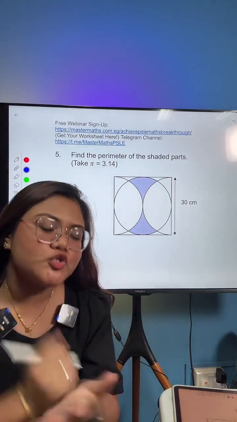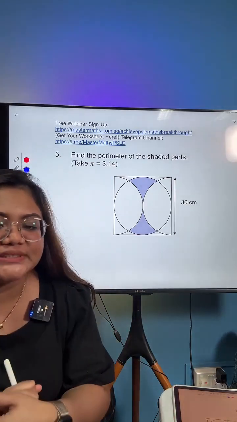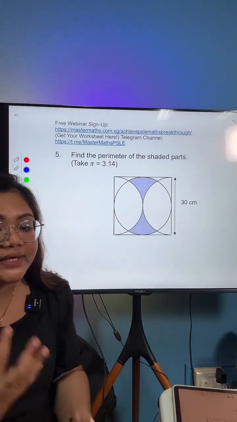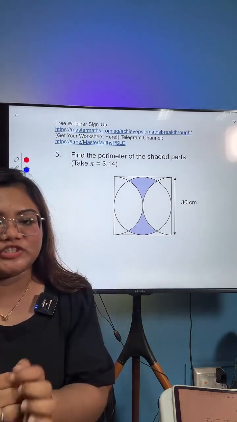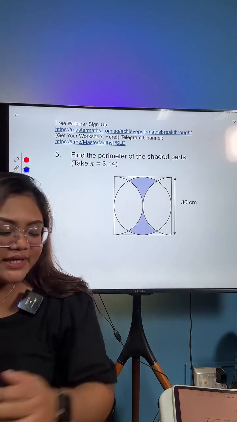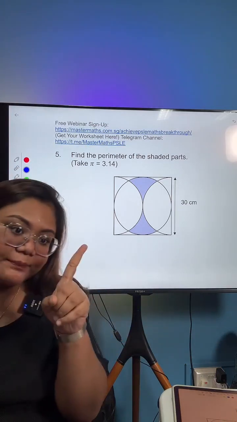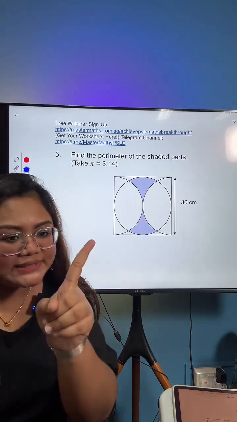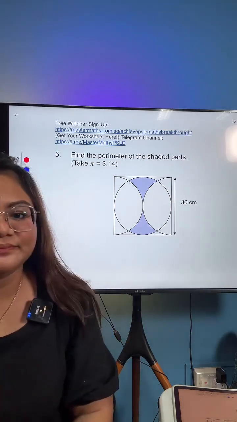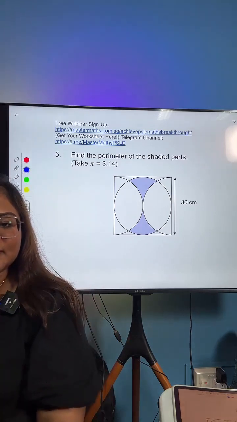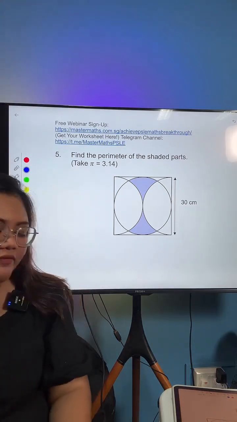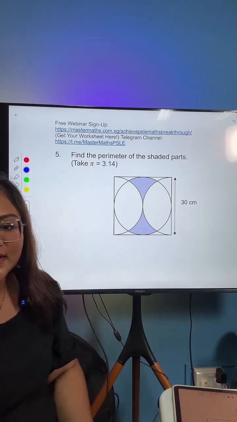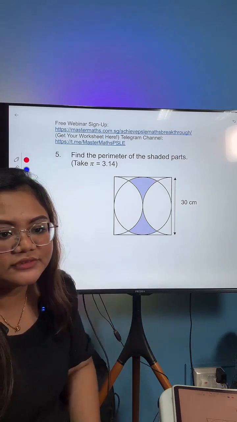Now question 5 is super duper interesting. It requires spatial visualization. Okay, this one again is in paper 1. Paper 1, that's literally only one step. It gives you a hint, one step only. You try. How do we find the perimeter of the shaded parts?